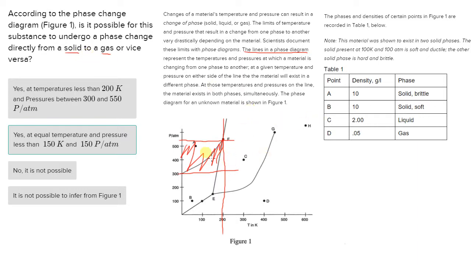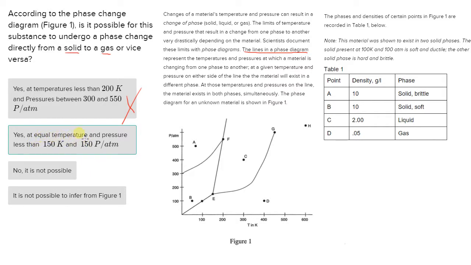While we see that point A and point B tell us what the phase is in those regions, this is actually going from one solid phase to another. There is no gas involved here, so we know that this is not correct. Answer choice A is not correct. So now answer choice B.